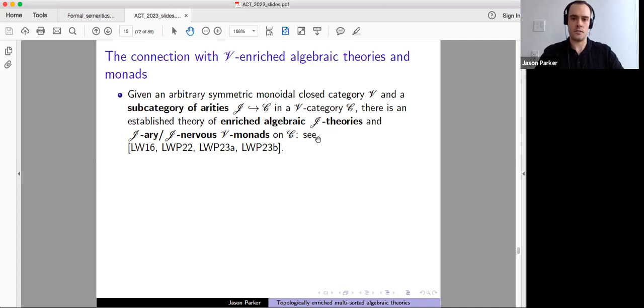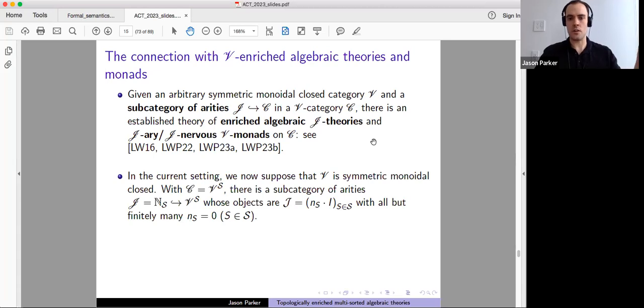That is basically developed in these papers by myself and Lucyna Wright. So in the current setting of this talk, we will now suppose that V is symmetric monoidal closed. Then we can take our V-category C to be V to the power S, and we can construct a certain subcategory of arities, which I write as N_S, whose objects are those S-sorted objects J of V where each component is a finite copower of the unit object I, where all but finitely many are 0.